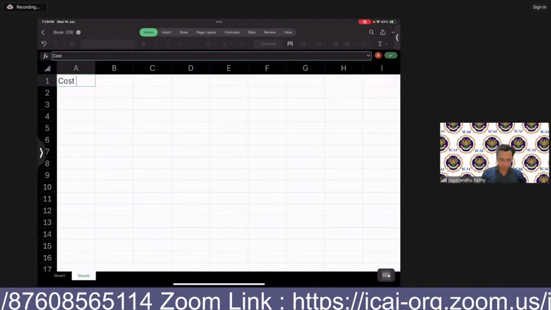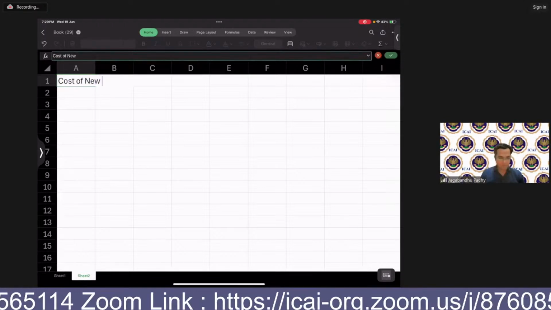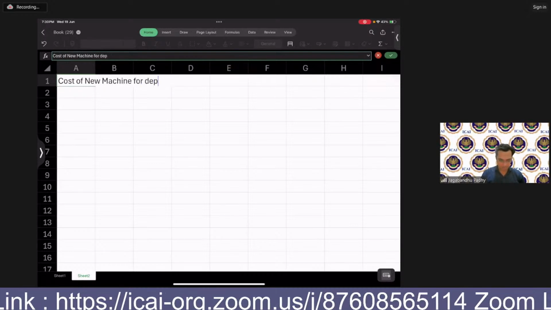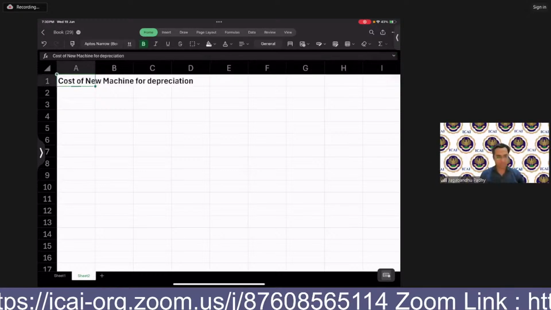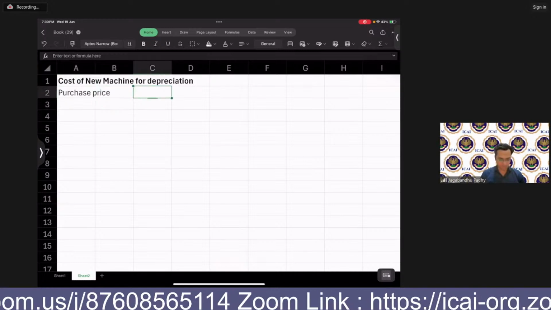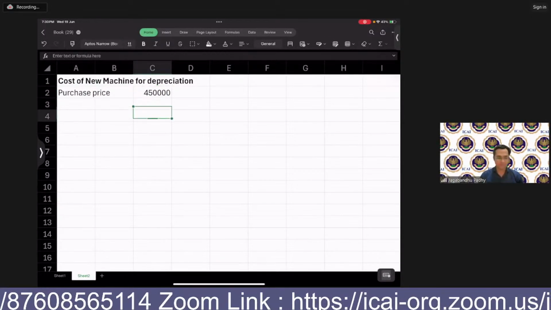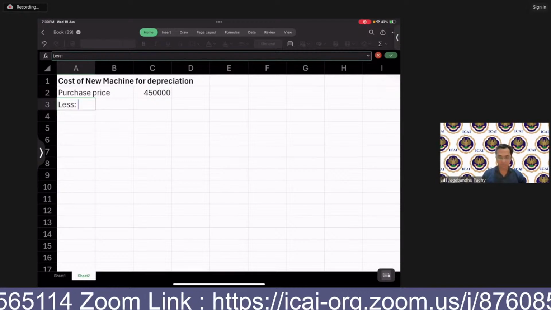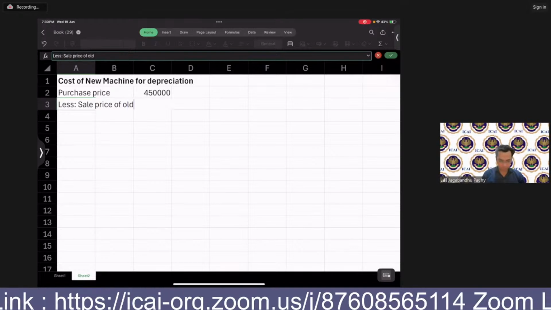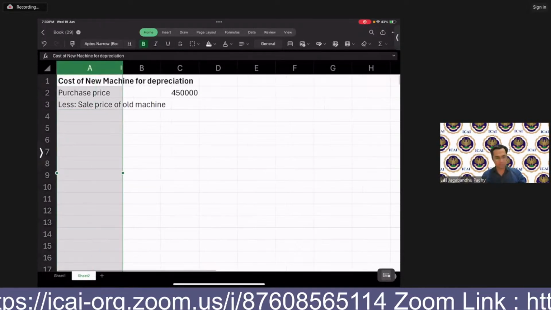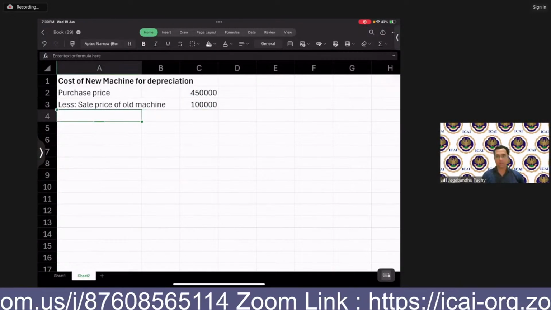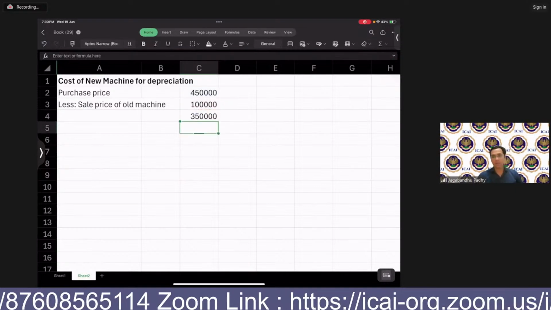Cost of new machine for depreciation, right? So it's like we have the purchase price, which is 4,50,000, and from that we will be reducing the sale price of the old machine. So the sale price of the old machine is 1 lakh. So we can say the net cost will be 3,50,000.